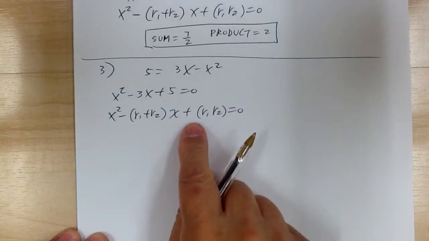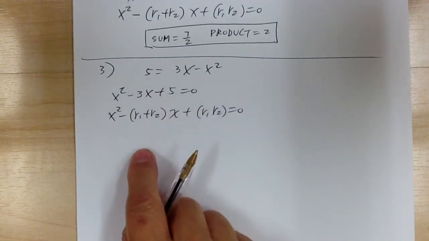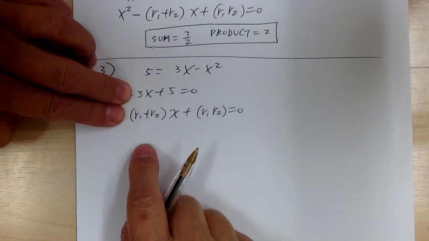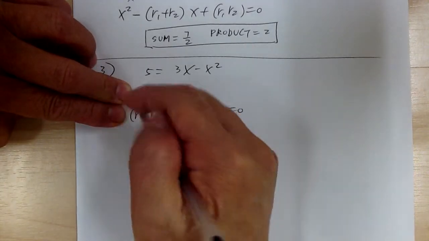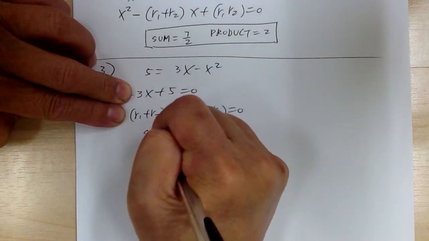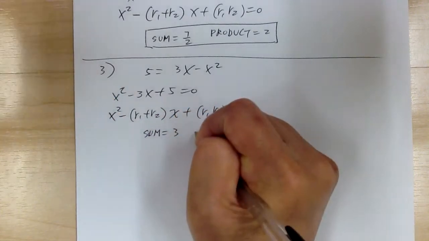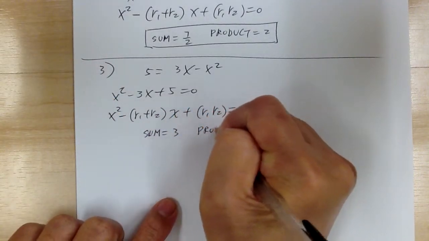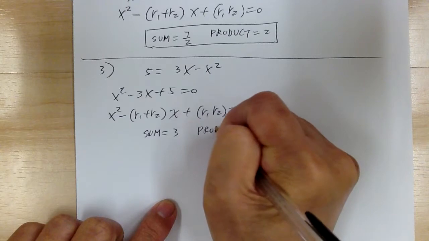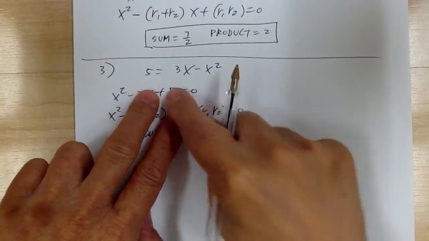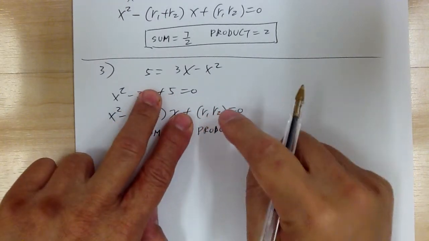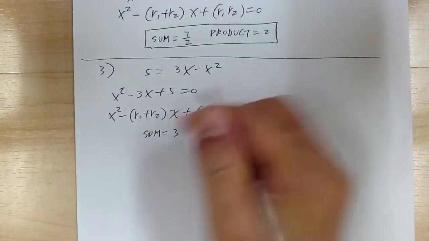So make sure you know this equation. Then after, I can just do the matching. So the negative already matches. So the sum is equal to 3. And the product, so this matches with that. Again, watch the sign. So this matches. So product is equal to 5.